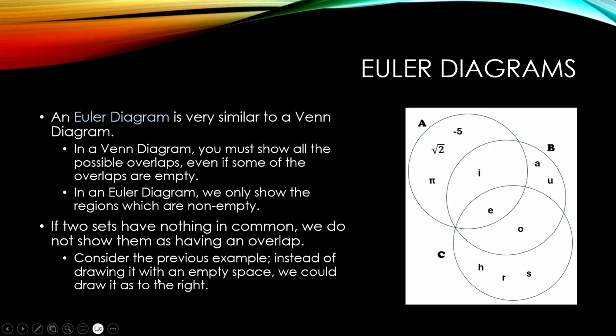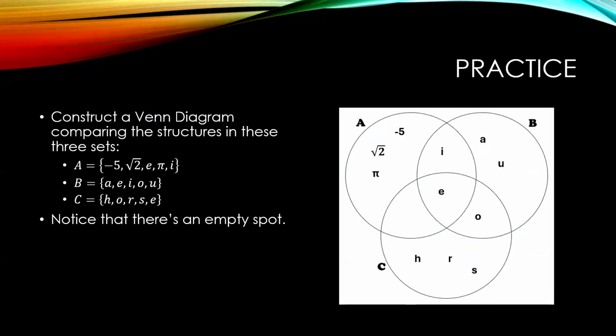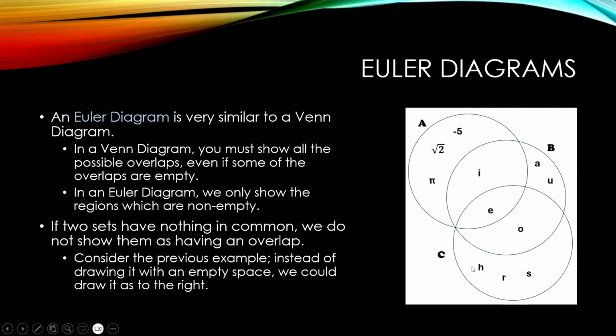Consider the previous example. Instead of drawing it with an empty space, we could draw it like we did here. Note that this diagram and the previous one are representing the exact same information, but this one is showing that A and C have no overlap, which is not in common with B.